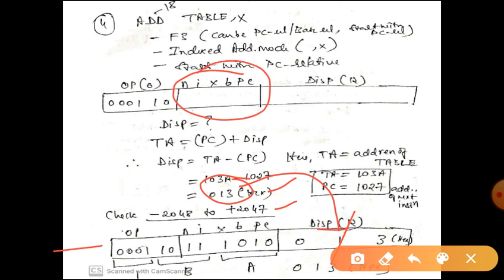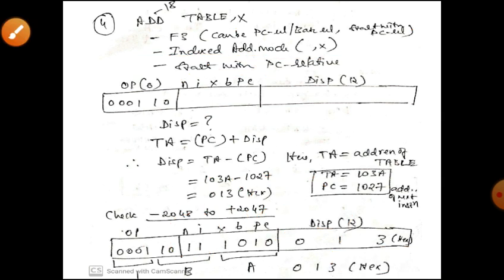How to set these flags? E has to be set to 0 because it is format 3. P has to be set to 1 because it is program counter relative. B is set to 0 and X has to be set to 1 because it is indexed addressing mode, and N and I will be set to 1. Normally in the SIC/XE machine, if there is no immediate and no indirect, then they will be set to 1. That is why I have written N and I as 1 along with all these flag bits.